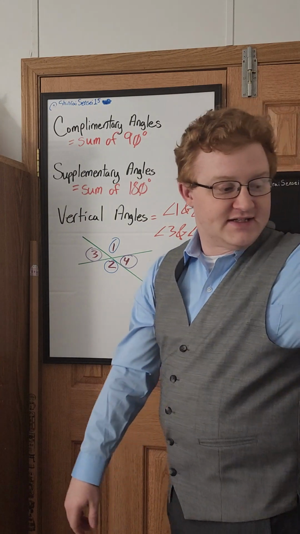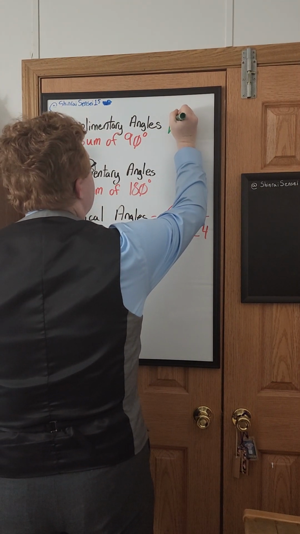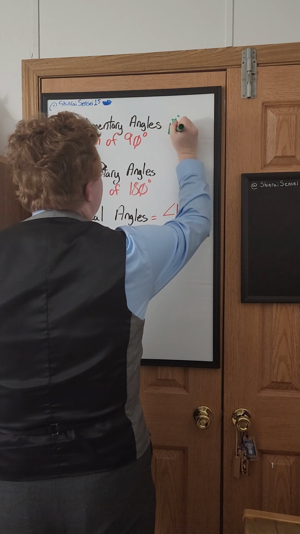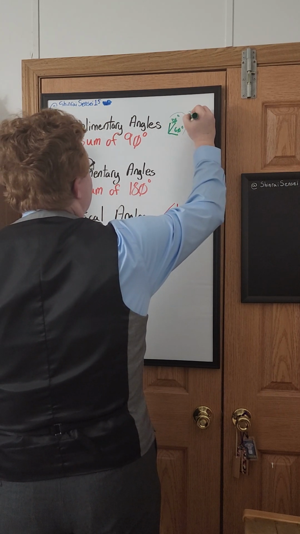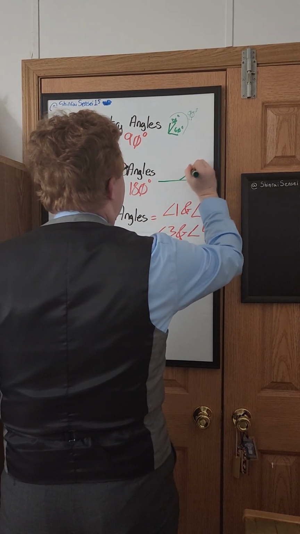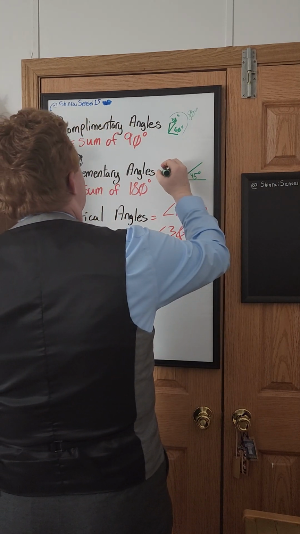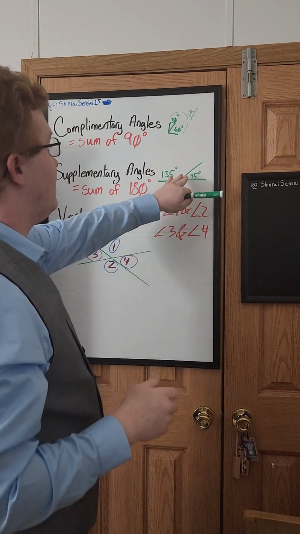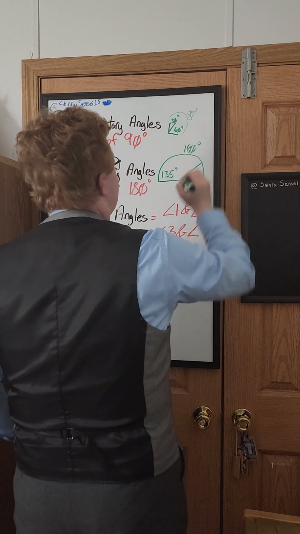So complementary angles, let's say I have an angle here that is 30 degrees and then another angle that is 60 degrees. Well then that total angle is 90, right? And then this one, if I have this one as 45 degrees and this one as 135 degrees, then these two are supplementary because this total angle is 180 degrees.